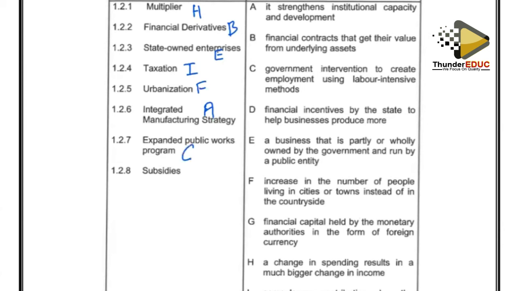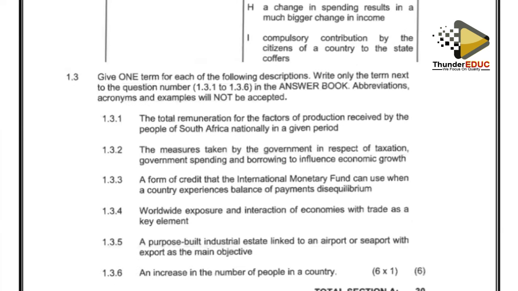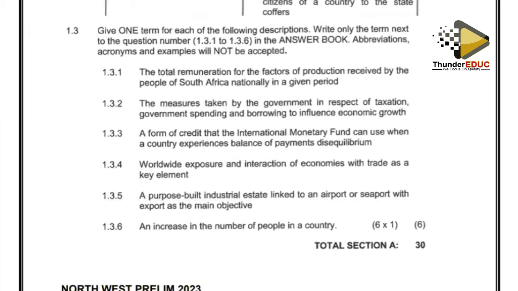Now we have subsidies. I did explain the word subsidy. So we have financial incentives by the state to help businesses to produce more. Okay, right. So now let's move on to the next question. The next question that we have is 1.3.1, and 1.3.1 reads as follows: total remuneration for the factors of production received by the people of South Africa nationally in a given period is called what?